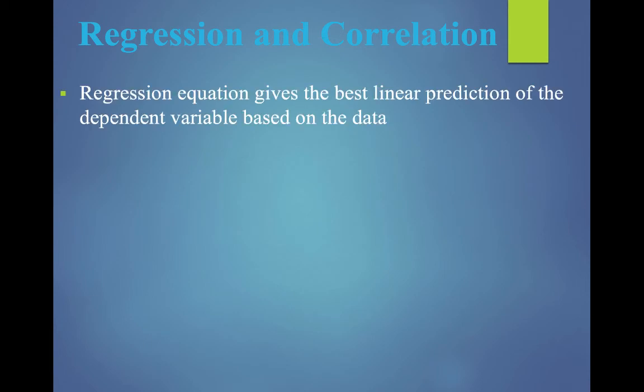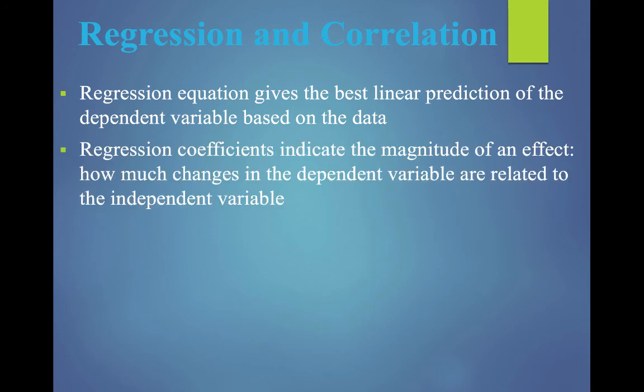All right, so regression and correlation. The regression equation gives the best linear prediction of the dependent variable based on the data. It's a method of data analysis in which the relationships among variables are represented in the form of an equation, and that's called the regression equation. So the regression is how an independent variable is numerically related to the dependent variable. Part of this are regression coefficients, which indicate the magnitude of an effect, so how much changes in the dependent variable are related to the independent variable.